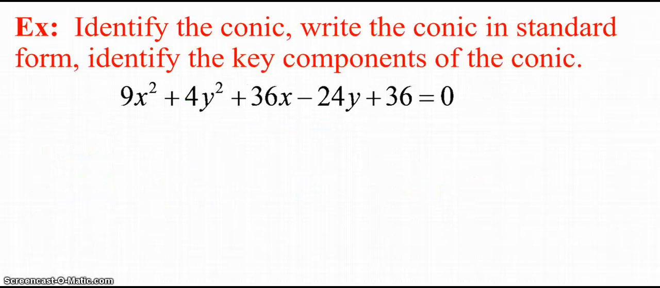So we want to identify the conic, write the conic in standard form, identify the key components of the conic. So if it's an ellipse, which this is, spoiler alert, then we are going to want to identify the foci, the center, the vertices, all that fun stuff. What do we do? Well, we see that these two values have the same sign, but they are not the same value, so we know this is an ellipse.